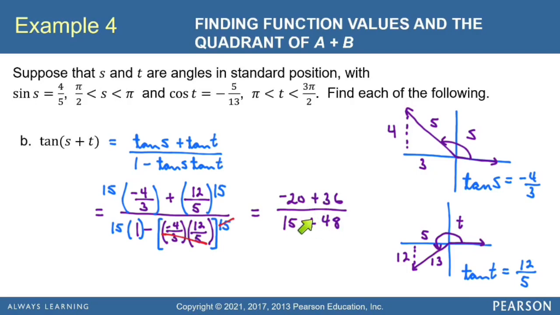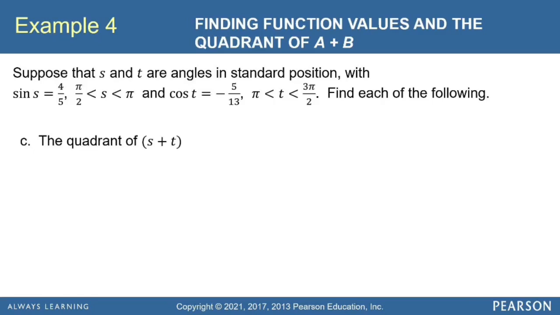Now let's do the addition in both top and bottom. In the top, negative 20 plus 36 is 16. In the bottom, 15 plus 48 is 63. So the tangent of s plus t is 16 over 63.